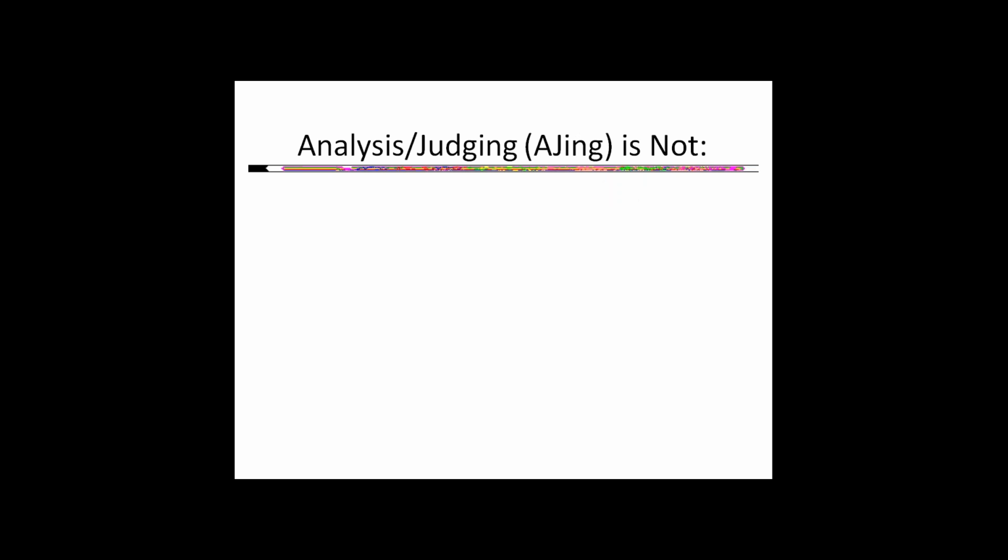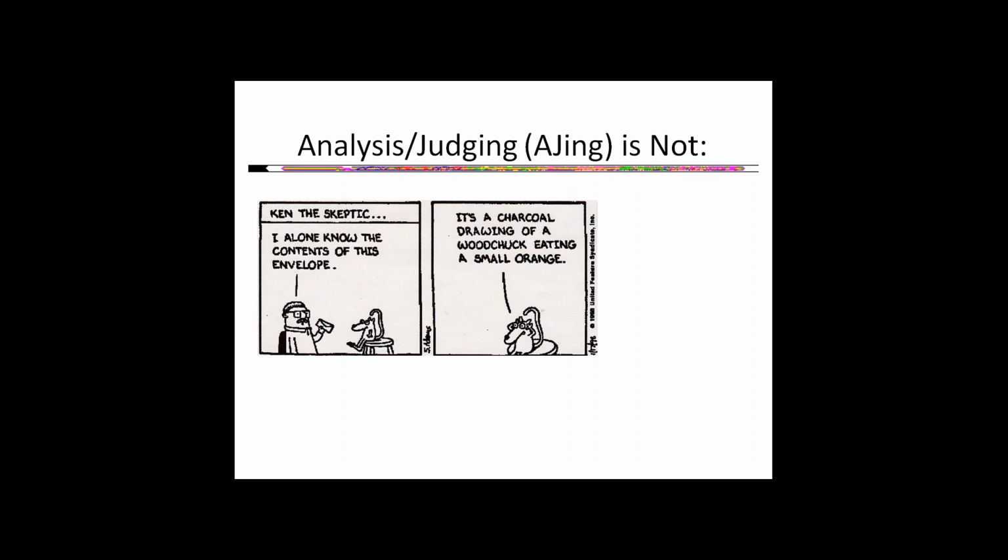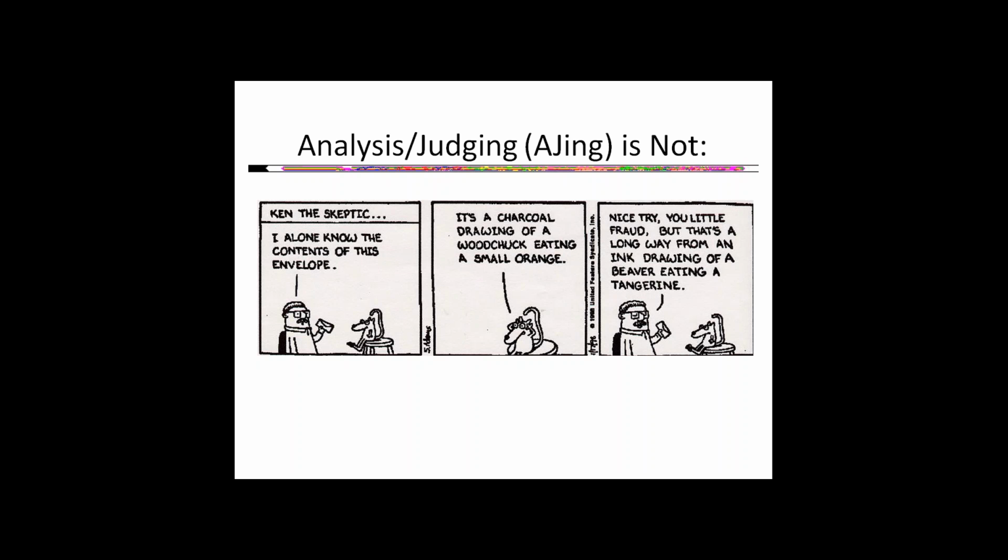Now, I'm first going to start, and I've probably shown this 100 times, but it's a very good summary to get you a sense of what judging is not, sometimes by going to the opposite. So here we have Ken, our skeptic, and he's asking, what is this guy's name? I don't remember his name. Does anybody know his name from the Dilbert cartoon? Anyway, he's our remote viewer, and we've got a skeptic here who says, tell me what's in this envelope. And our remote viewer says it's a charcoal drawing of a woodchuck eating a small orange. Okay, it's a lot of information, maybe a little bit too much naming, but here's what our skeptic says. Nice try, you little fraud, but that's a long way from an ink drawing of a beaver eating a tangerine.